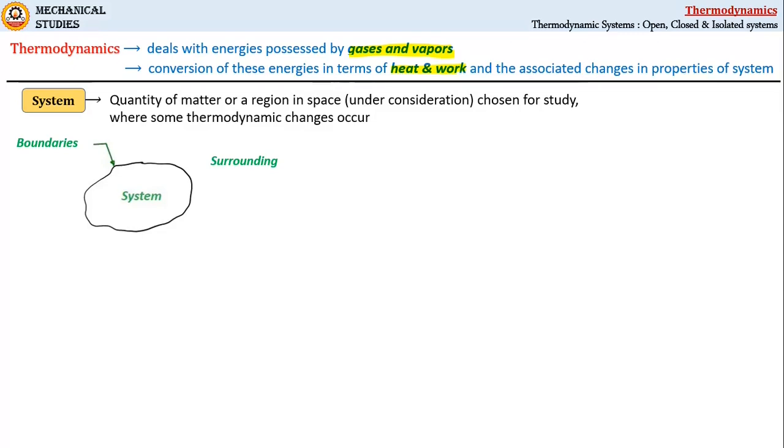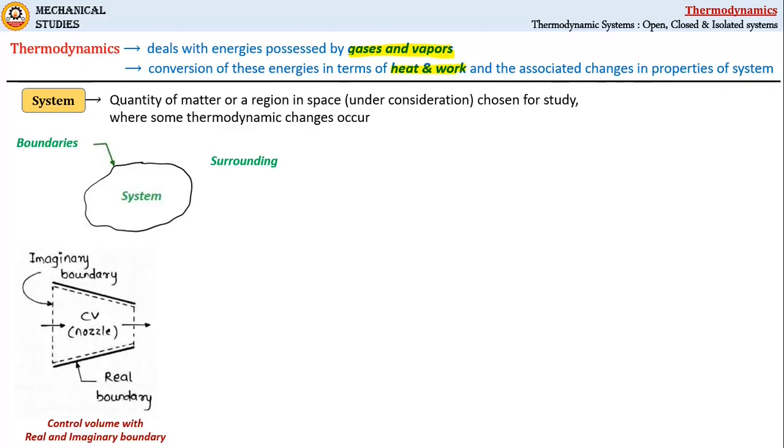Now boundaries can be real or imaginary. For example, in case of nozzle here, the inner surface of the nozzle forms real part of boundary, whereas the inlet and exit areas or planes of nozzle forms here imaginary boundaries, since a physical surface is not present there. Again, a boundary can be fixed or movable.